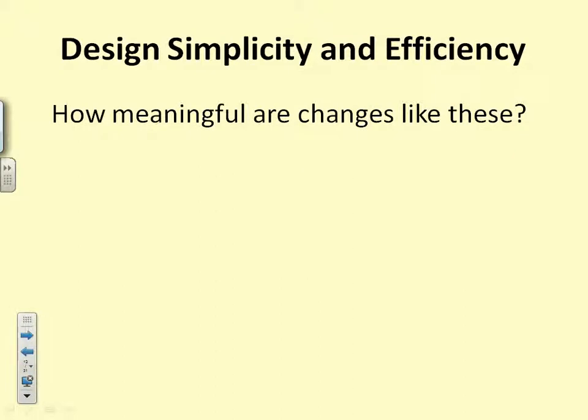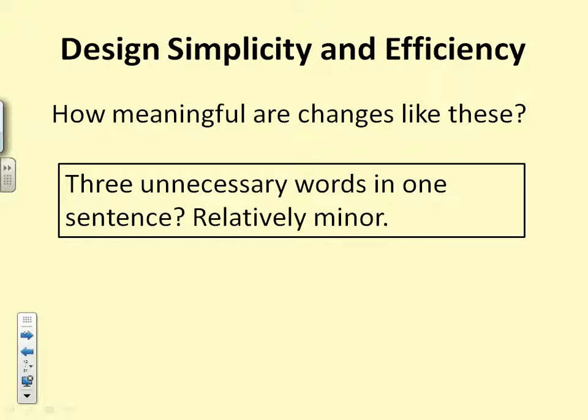Now, how meaningful are changes like these? And that's, again, something we want to look at. This is not our entire editing process. It's a part of our editing and proofreading process. When we edit or proofread, we want to look for different levels of issues. We don't want to try to fix everything at once. We want to look at different levels, and this is one level of it. How meaningful are changes like these? Three unnecessary words in one sentence.